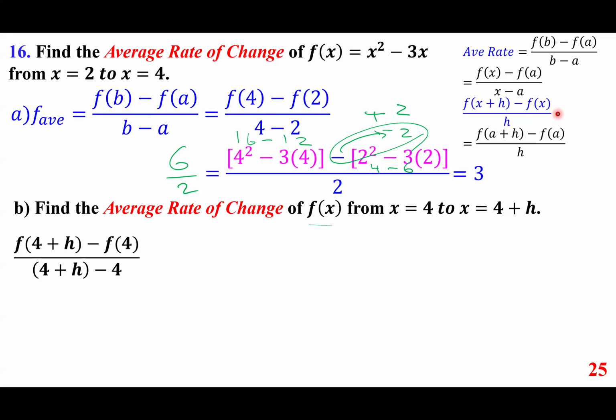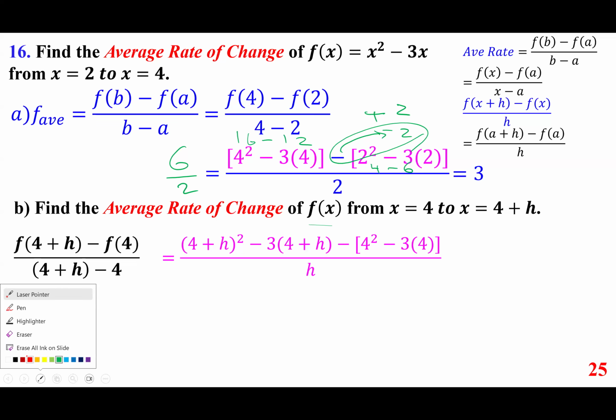So let's go back to the function and plug in 4 plus h. That means 4 plus h squared minus 3 times 4 plus h. And then minus f of 4. You can use f of 4 here, that was evaluated at 16 minus 12, or simply 4, or just use 4 squared minus 3 times 4. Either way is fine. The bottom, of course, 4 and negative 4 cancel. So all you have to do is simplify the numerator.